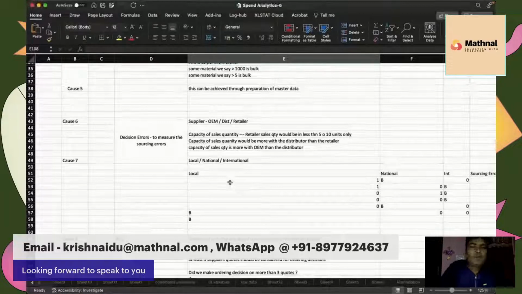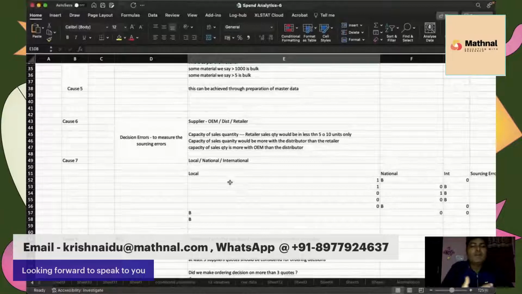So guys, before moving to the spend analytics solution, I would like to define how we are going to approach this entire solution. We are going to use a cause and effect model. The cause and effect model is a model which helps us to reduce the noise and move towards the signal.